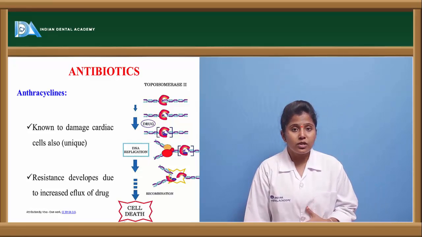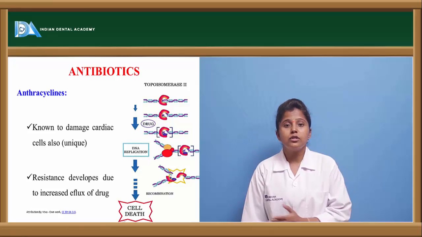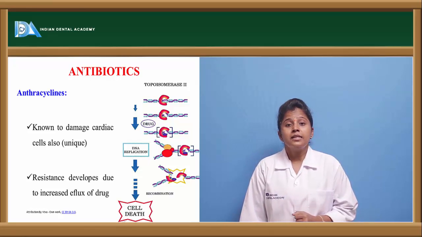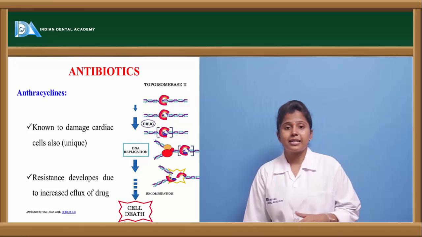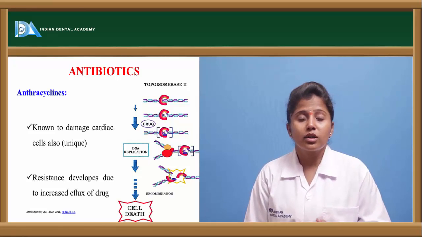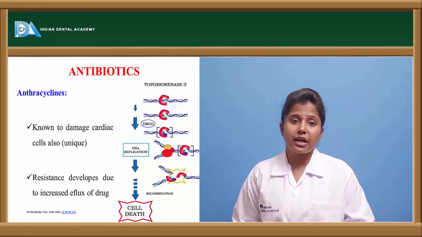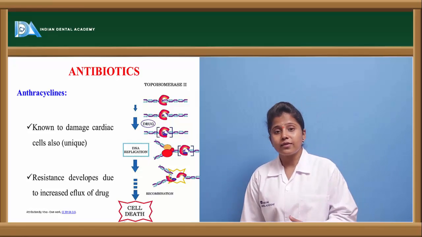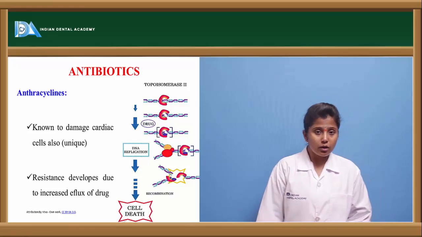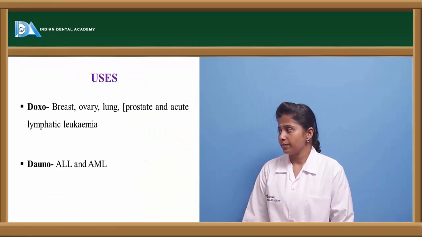So if overdoses are given, or these antibiotics are used for a longer period of time, the drug shows resistance. So what do these cells do? They change their structure according to the drug. Because of that, these drugs are showing resistance or tolerance.